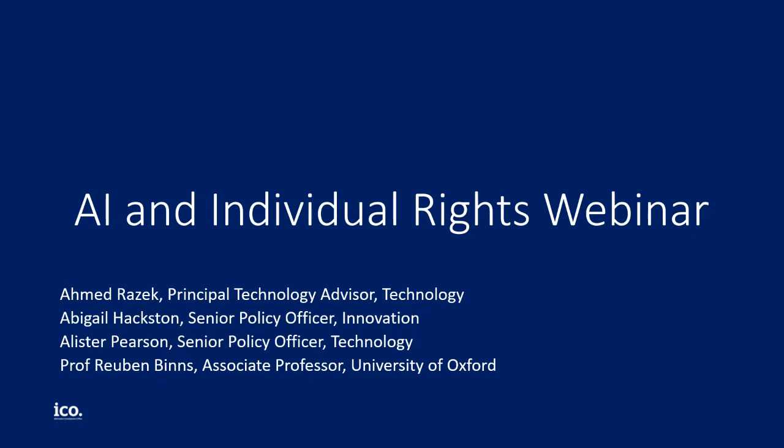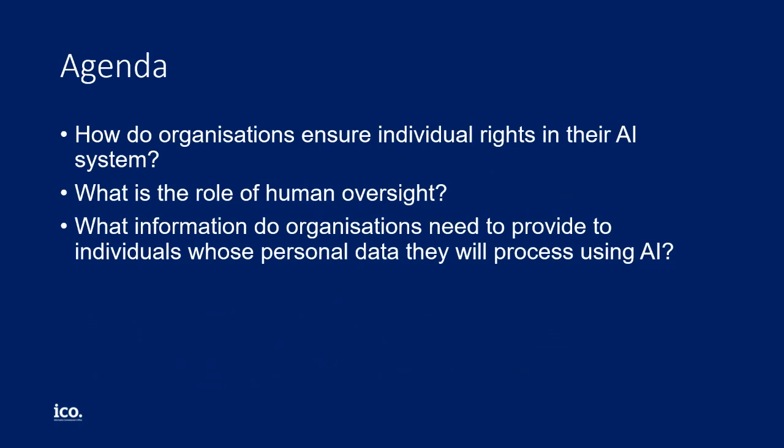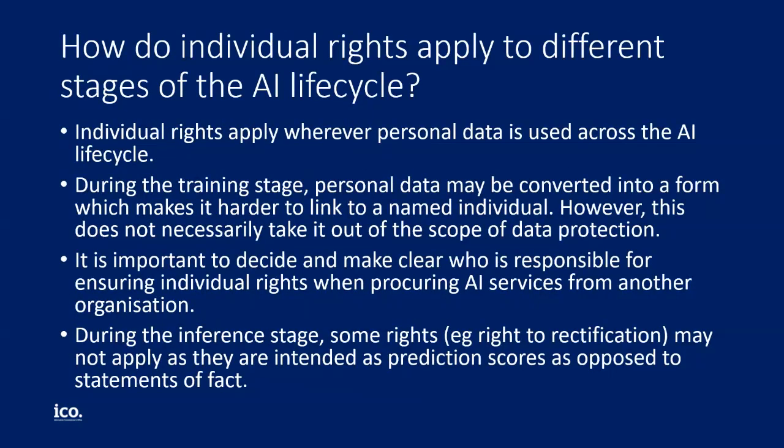Hello everybody, welcome to this webinar on AI and individual rights. This webinar is the last in the series we've been hosting since September. You can catch up on all the previous webinars on YouTube. In 2020, the ICO has published two pieces of guidance: Explain Decisions Made with AI, in conjunction with the Alan Turing Institute, and the Guidance on AI and Data Protection. This webinar will go into more detail about what each piece of guidance says about individual rights. Today we have Abigail Haxton, who will talk about the Explain guidance, and Ruben Binns and Alistair Pearson, who will talk about AI and the data protection guidance. I'm now handing over to Alistair.